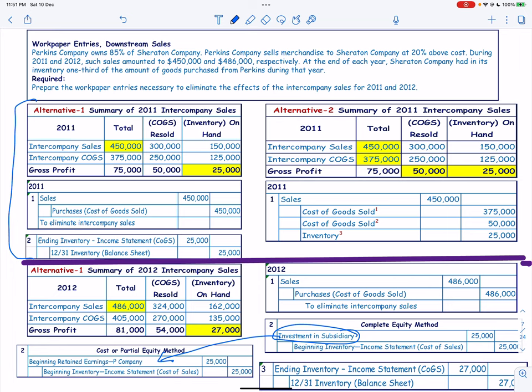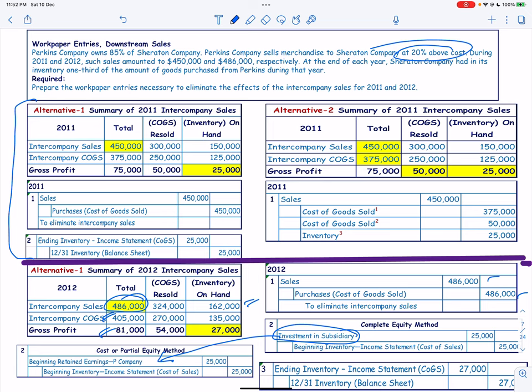So the work paper entries, first of all, to eliminate sales in year number 2, you see there are sales of 486. So sales is debited and purchases is credited by 486. We have all the similar calculations. We have 1/3 of this inventory on hand. So 486 divided by 3 is 162,000, and 405, since this is 20% above cost, means 486 divided by 1.2, that is 405. So we have a gross profit of 81.